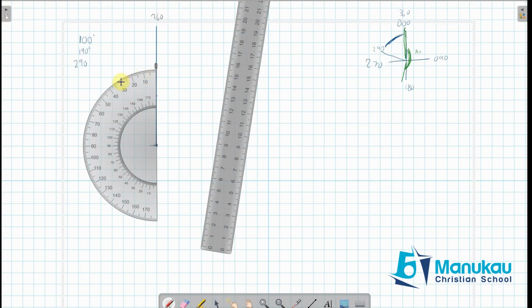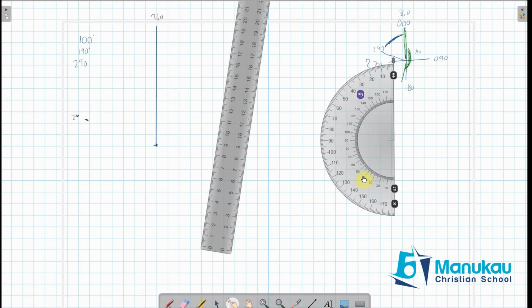10, 20, 30, 40, 50, 60, 70. So this is where 290 degrees would be. Again, grab this, and I'm not going to grab the ruler this time. I'm just going to do it freehand. Okay, and I'm just going to join this up. Okay, so that angle there should be 290 degrees. So this is how you draw bearings.